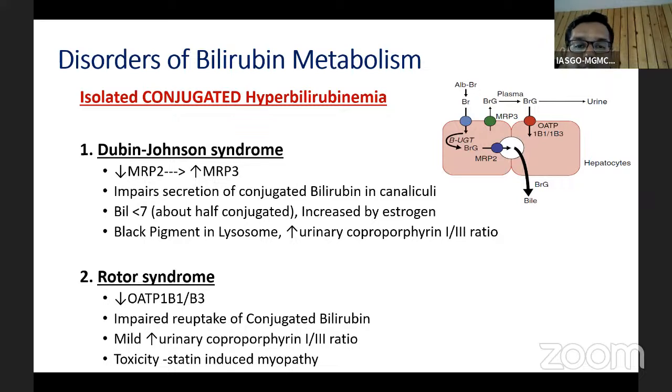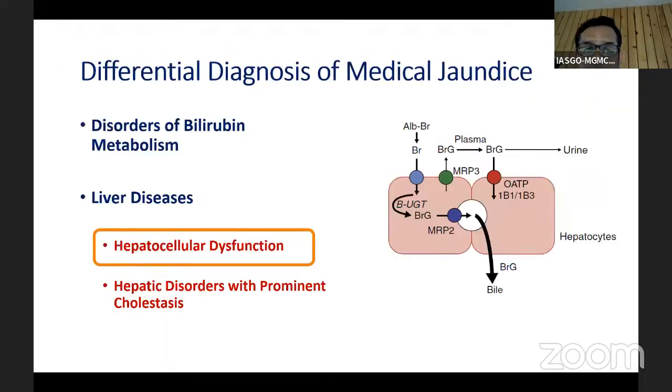Bilirubin usually remains less than 7. It is increased by estrogens. Black pigmentation is seen in lysosomes in the biopsies. There's an increased urine coproporphyrin I:III ratio. Rotor syndrome, on the other hand, is the impaired reuptake of conjugated bilirubin at the level of OATP. There's a mild increase in urine coproporphyrin I:III ratio, and toxicity to statins is commonly seen in these disorders.